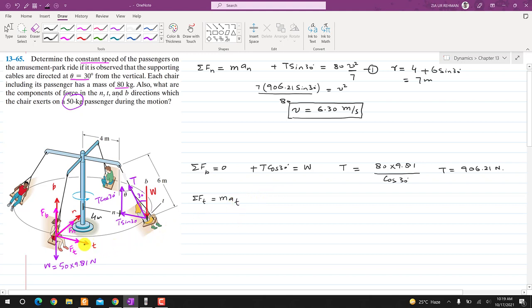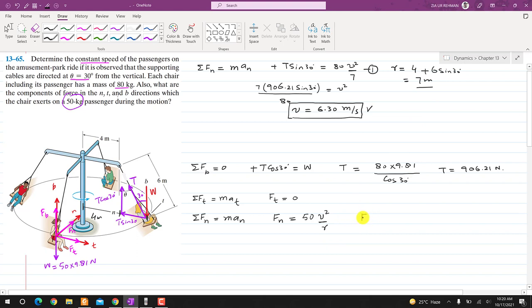So this means that if we add up the forces along the tangential axis, then FT will be equal to zero, since there is no other force which is acting in the tangential direction. So the chair is not applying the force in the tangential direction on this children. Similarly, if we apply the summation of forces along N equals to M AN, as we can see that this FN is acting in the N direction, so I will write FN, and this will be equal to the mass. So the mass is 50. Without chair, the mass is 50. And AN is, again, this is V squared divided by R. So now we know V, and R is also known, which is 7 meters.